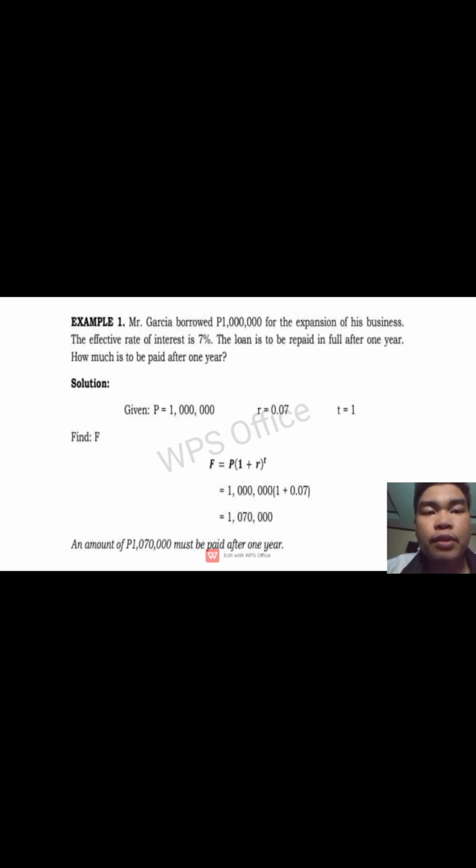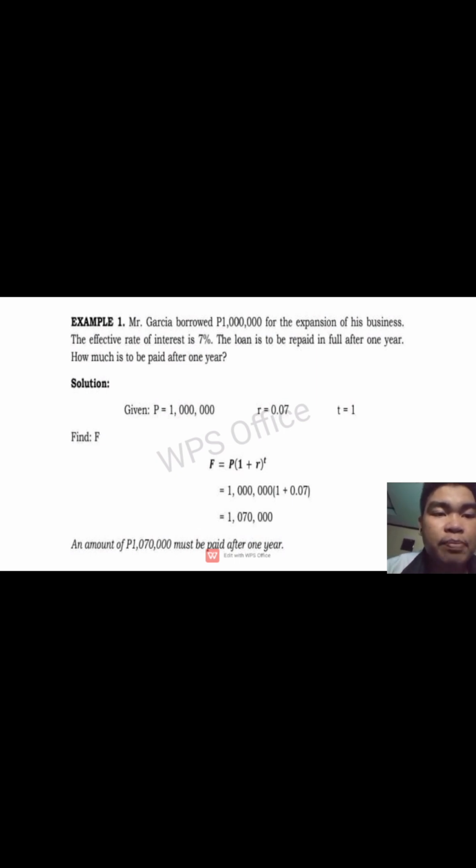First, we must find the given, which are as follows. The principal is 1 million pesos. The rate of interest is 7% or 0.07, and the time to be paid is 1 year, which will be equal to 1. In this example, we must find F, or the full payment after 1 year. In order to find F, we must use the following solution.